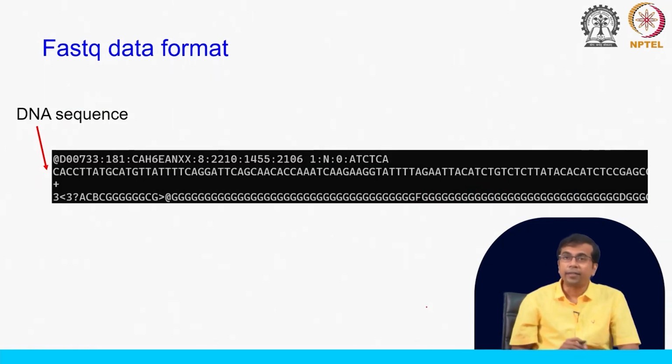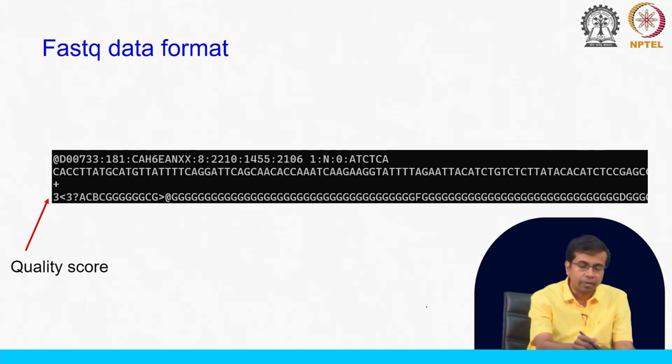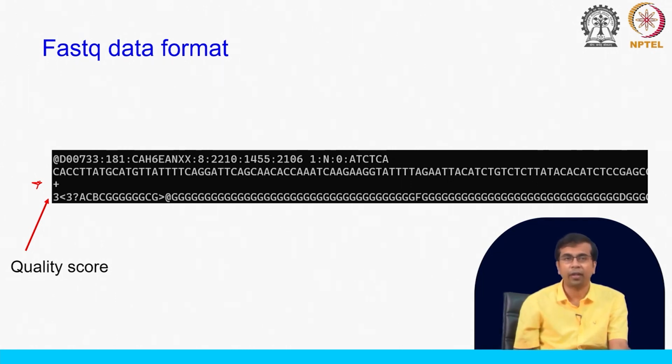The next line is the actual DNA sequence, this is the sequence that we are interested in, and then we have the quality score. In between we have the plus sign which is the spacing. Sometimes you will see this plus sign followed by part of the header again.